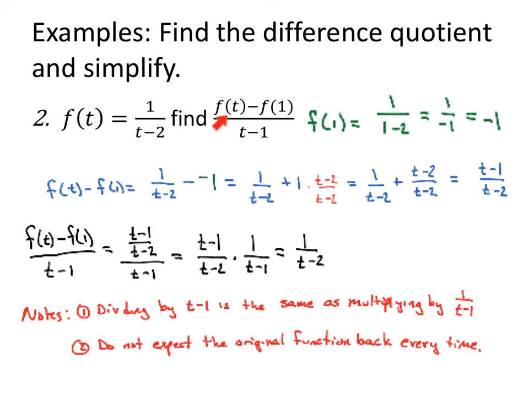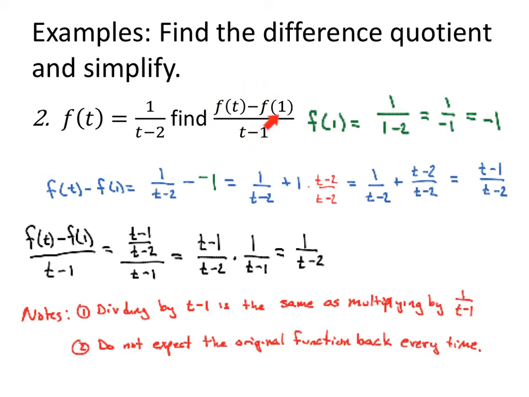Now, first of all, f of t, that's right there. It's already there. No big deal. So let's find f of 1. F of 1 is 1 over 1 minus 2. Order of operations says take care of your denominator first. 1 minus 2 is negative 1. And now we can divide. 1 divided by negative 1 is negative 1.